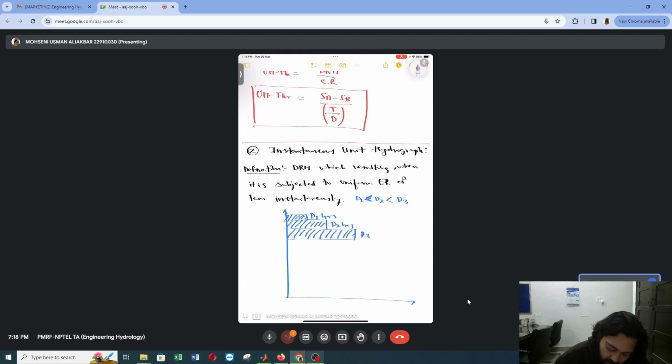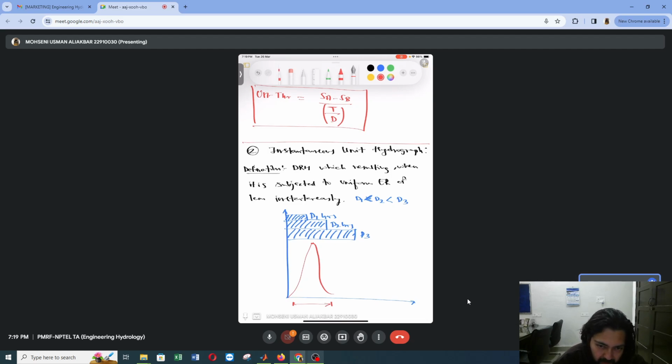Now let us see for this input what the corresponding output will be. It will give an idea of how instantaneously the values are changing. For the first, that is for D1 hour, since the time duration is very less, we get an instantaneous peak. The unit hydrograph would be something like this: a high peak, whereas the time base is less. What happens when the time duration of input increases? The peak will reduce, whereas the time base will increase.